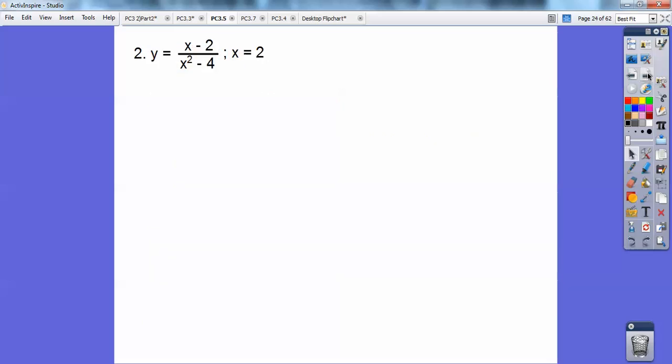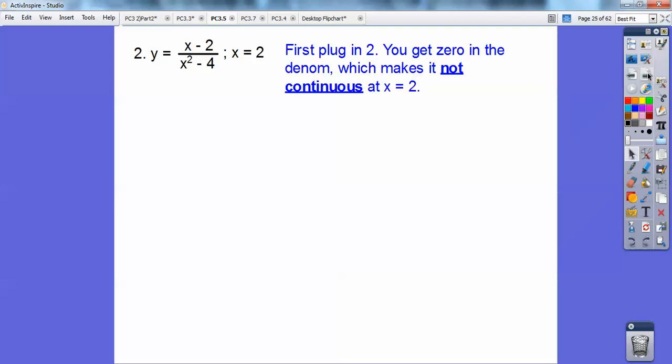Okay, what about this one? Y equals x minus 2 over x squared minus 4, and we're going to try it at x equals 2. Okay, so plug in x equals 2, and you get 0 in the denominator, and you can't have 0 in the denominator. That means this guy is not continuous. I'm done. Okay, at x equals 2, it's not continuous.